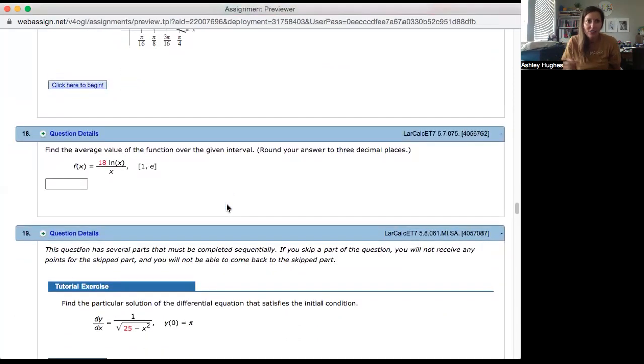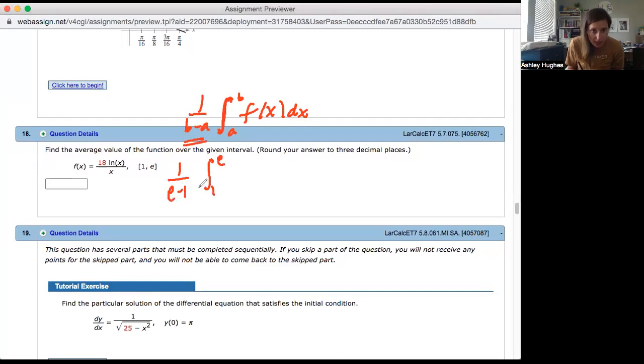Okay, well, average value is a formula where you do 1 over b minus a, integral a to b of f of x dx. It's kind of like you're summing up all those values and dividing by however many there are. So we're going to integrate from 1 to e and put 1 over e minus 1. And then we're going to integrate 18 natural log of x over x.